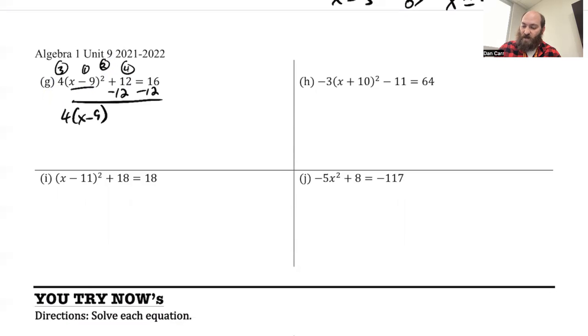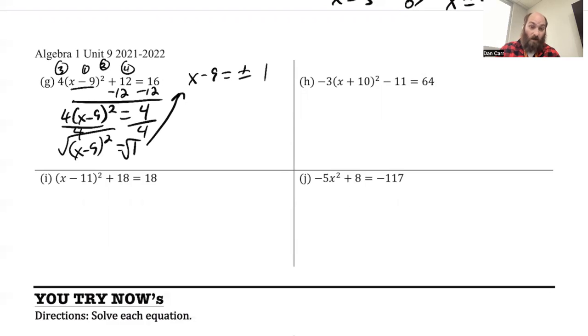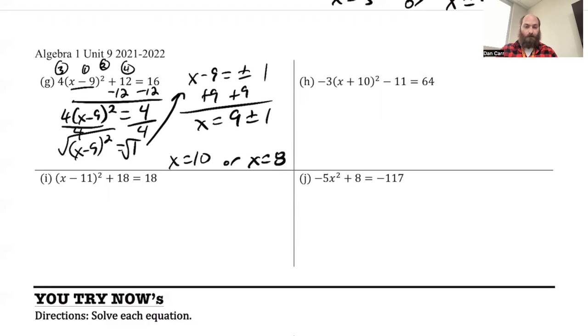4 times x minus 9 squared is equal to 16 minus 12, which is 4. Then I can divide both sides by 4 now. So I get x minus 9 squared is equal to 1. We square root both sides. So I'm going to rewrite it up here. So x minus 9 is equal to plus or minus 1. Then add 9 to both sides. So I get x equals 9 plus or minus 1. So I run through that twice. 9 plus 1, I'm going to get 10. 9 minus 1, I get 8.